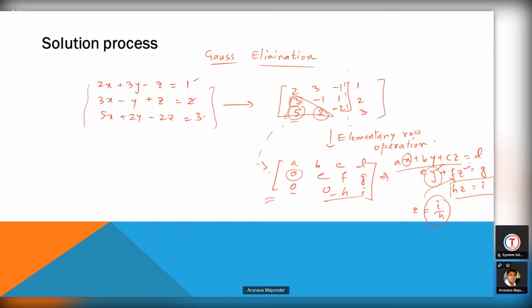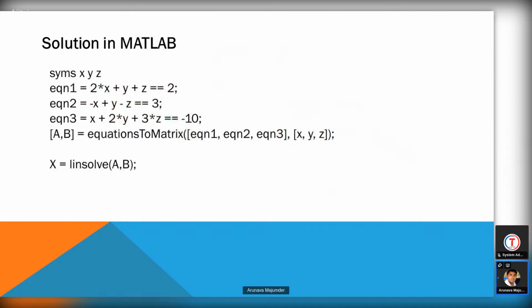Now what we will learn today is that these techniques are very computational. That is, hand calculation is very time consuming. So that is why today I will show you how to solve it using the software MATLAB, what kind of commands you need to use. You just write down the equations in MATLAB, and MATLAB can automatically solve it for you.